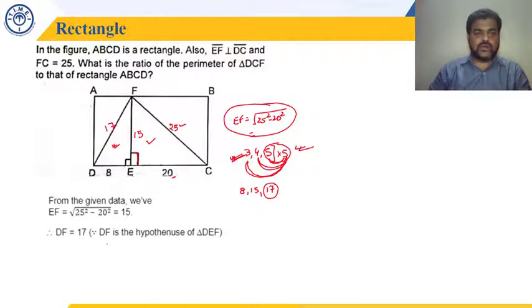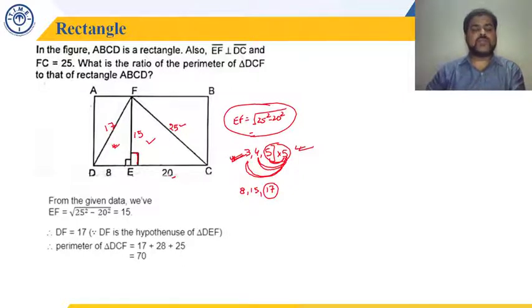Alright. So now with the data that we have just found out, can we now get the required ratio? Yes, we can. What is the perimeter of triangle DCF? It is DF, which is 17, DC, which is 8 plus 20, so 28, and CF which is 25. So add all the three sides: 17 plus 28 plus 25. When you add them you will get 70.